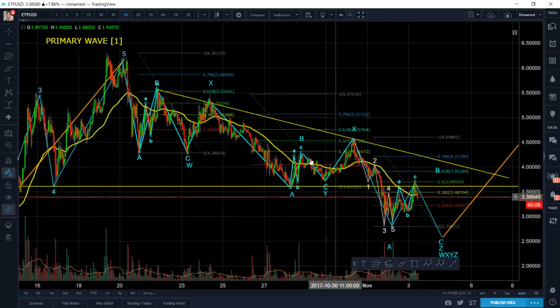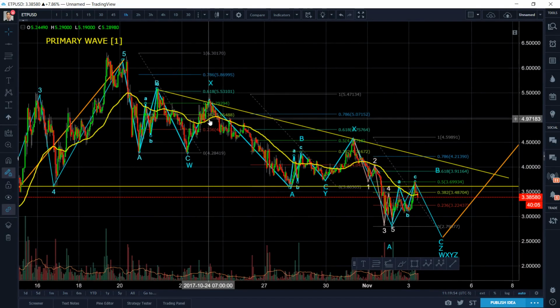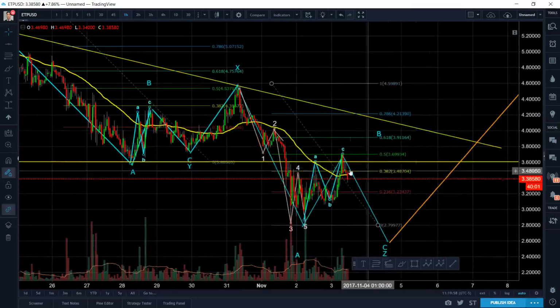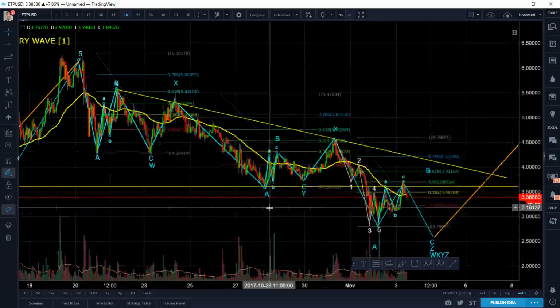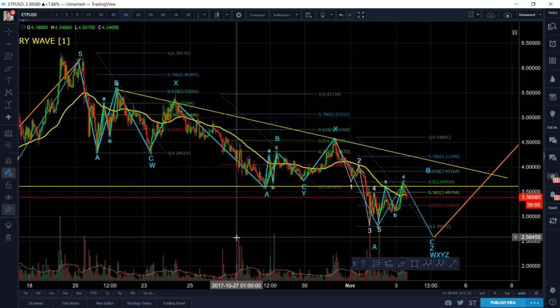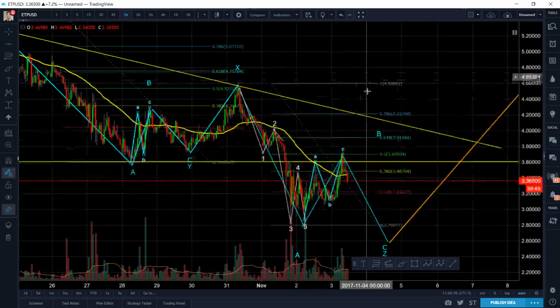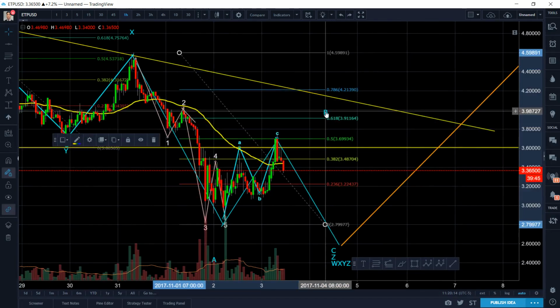So if you have a WXY correction, and two of them peak at, say, one at 382, one at 618, then the other one's very likely to reach 0.5. They just kind of balance out that way for Elliott Wave rules, okay? Kind of like how if wave 2 retraces 382, then wave 4 will retrace 0.5 or 0.618, and also vice versa as well, okay? So now, like I mentioned, we were going to attempt to break it, okay guys?